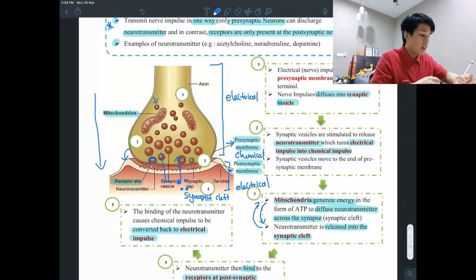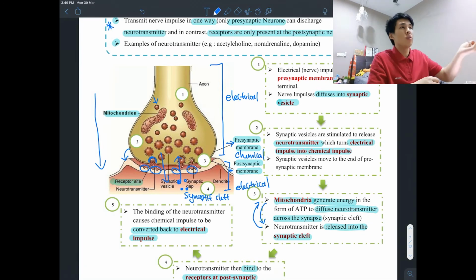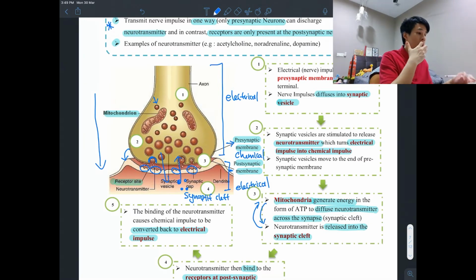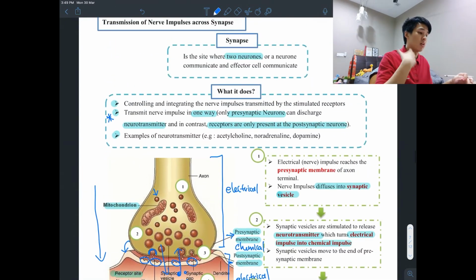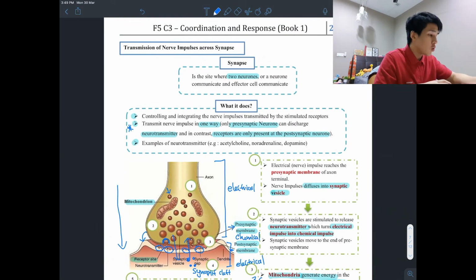Similarly, only at the post can I find the receptor. So if I go back, there's nobody to catch me at the other end. So I will fall down and die. So it cannot reach the other side. That's why the electrical impulse can only be transmitted in one way. It's because of this answer, this reason.